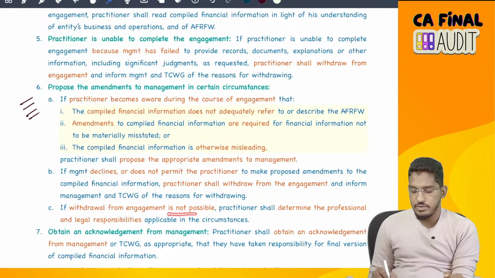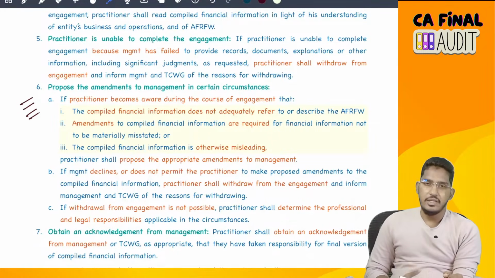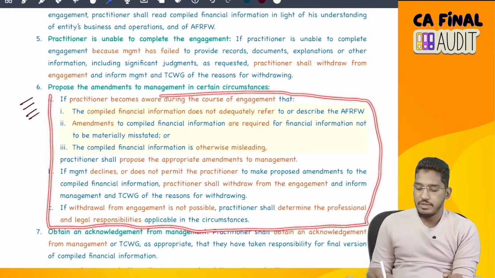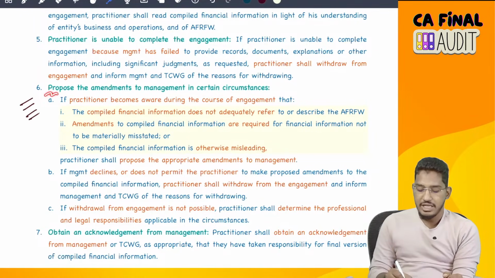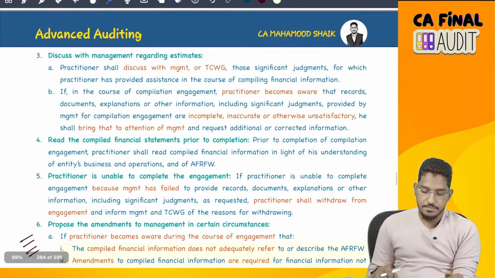But in some cases, withdrawal might not be possible. In case withdrawal is not possible, then you determine whether there is any professional and legal responsibility on you, like getting legal advice, or communication with the regulatory authorities. If any professional responsibilities are there, fulfill them. So I will get the copy of the compiled financial statements and read it. On reading it, if I suggest any amendments and the management does it, well and good. If the management does not do it, I have to withdraw from the engagement. If withdrawal is not permissible, determine the professional and legal responsibilities.